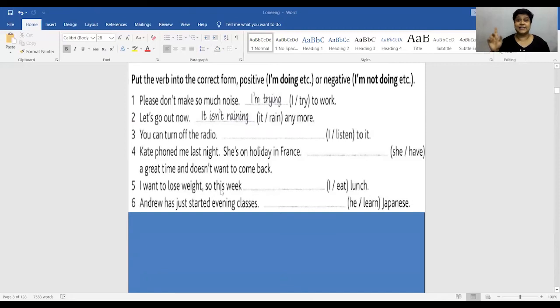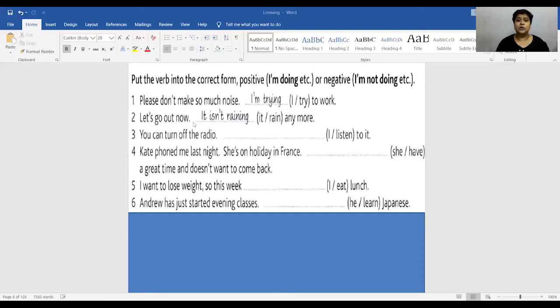The next exercise, this is an interesting one. With the verb in the correct form, positive means you're saying "I'm doing," etc. The verb can change, and "I am," okay, and the negative means "I'm not doing," etc. The word "doing" will change, okay, the verbs will change. So take a look at the first one, they've done it for us. "Please don't make so much noise, I'm trying to work." So "I try" becomes "I'm trying," present continuous. "I try" is just the present tense, simple present.